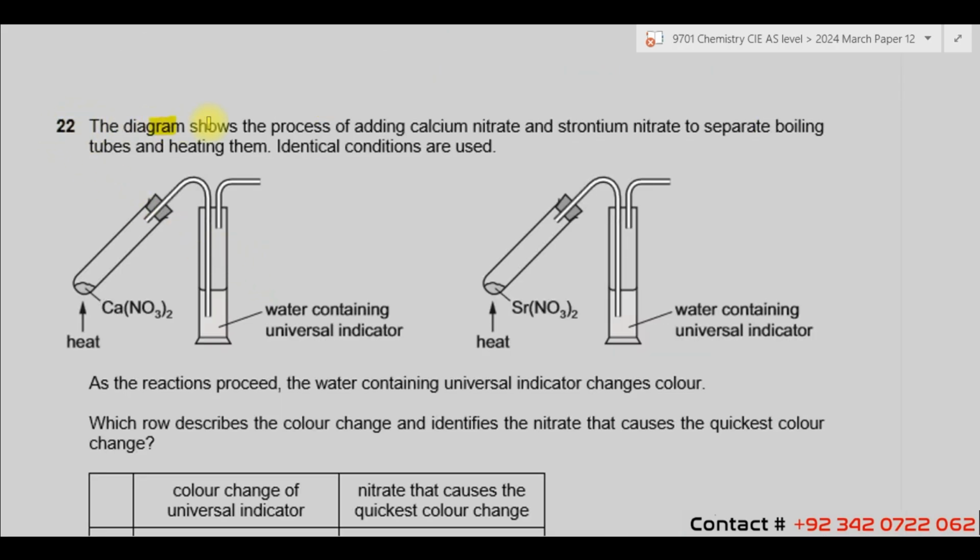Question 22. The diagram shows the process of adding calcium nitrate and strontium nitrate to separate boiling tubes and heating them. Identical conditions are used. If calcium nitrate is heated, then gases formed bubble through water which contains universal indicator. Same thing for strontium nitrate. As the reactions proceed, the water containing universal indicator changes color. Which row describes the color change and identifies the nitrate that causes the quickest color change?